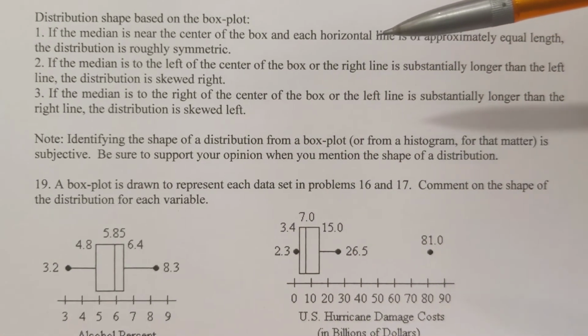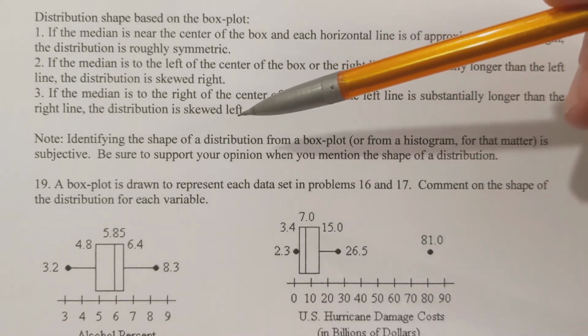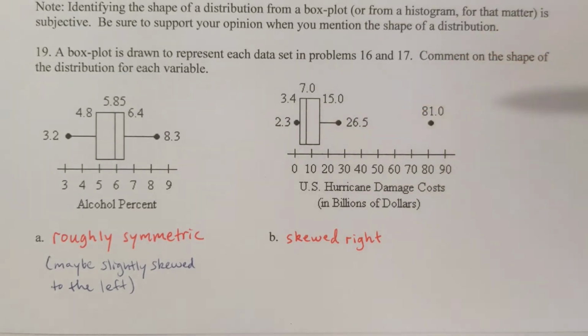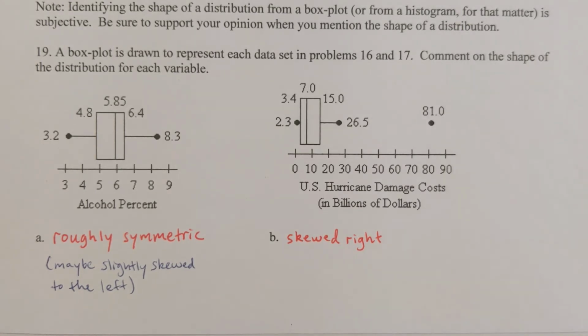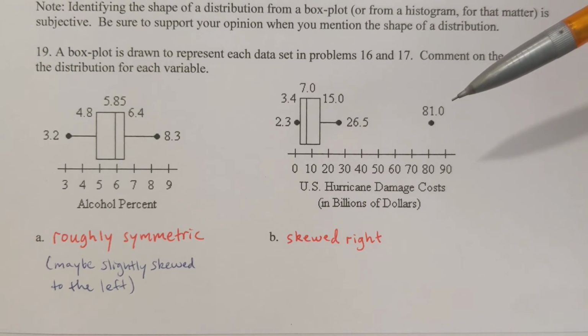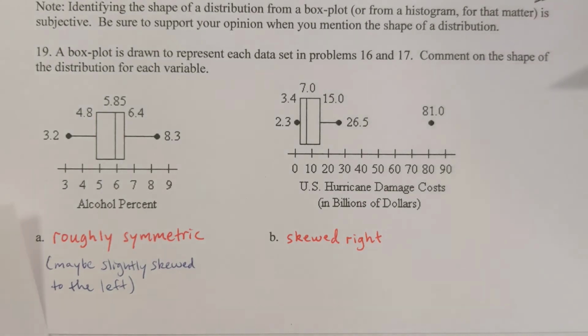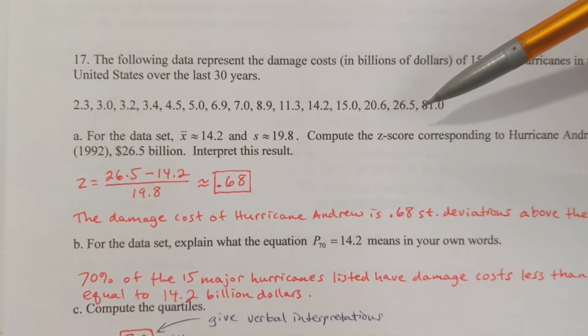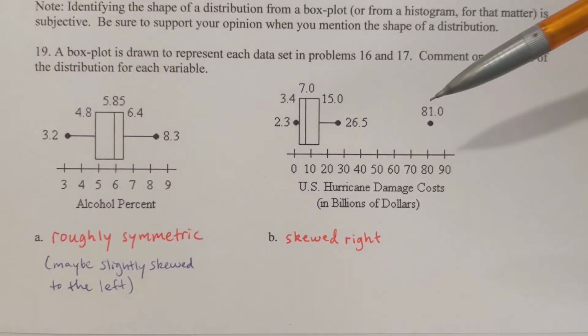So in any case, you don't have a perfectly symmetric distribution. You get something that could arguably be called skewed to the left. Okay. Now in this second problem, in problem 17, we looked at the hurricane damage costs. Okay, and so here they are.